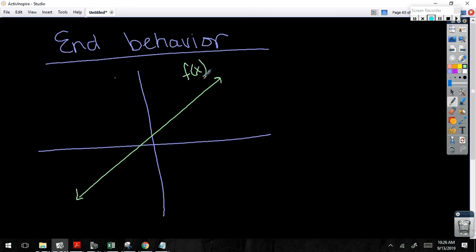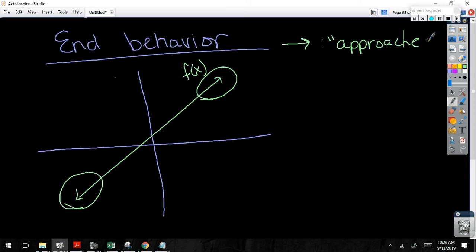So to describe these ends, here's what we do. We need two mathematical sentences to describe the ends. One of them is going to describe this end, and one of them this end. I'm going to use an arrow, and this arrow is going to be read as approaches. It's getting you ready for limits in pre-cal. All right, my first sentence. I'll describe the right side of it first.